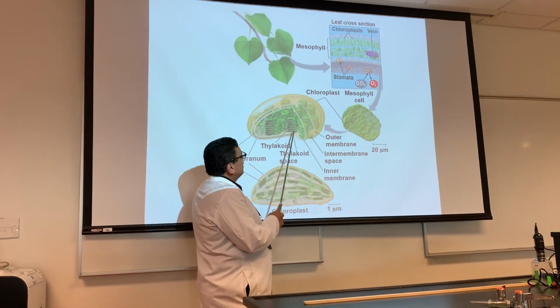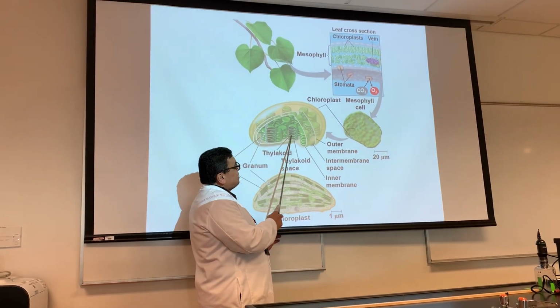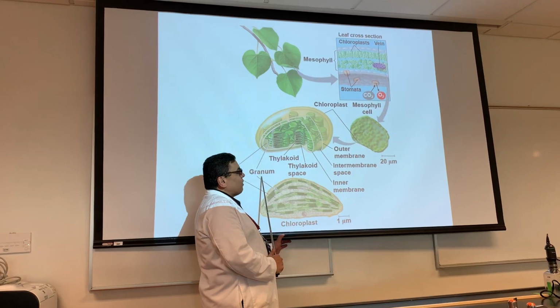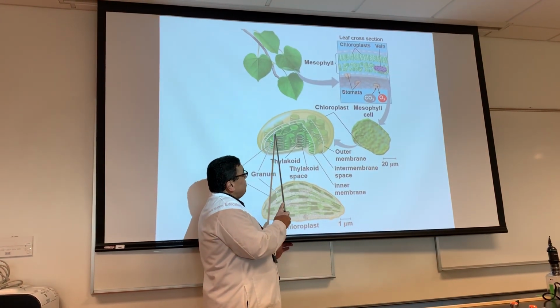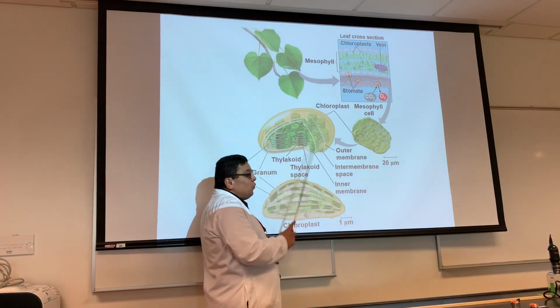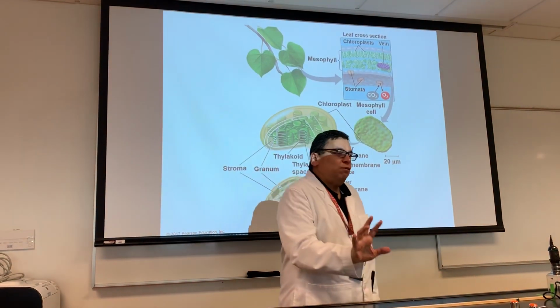All right. So each pancake is a thylakoid, but the stack of pancakes is the granum. Now, the space in between here is fluid filled. That means it is a space, but it has fluid in there.